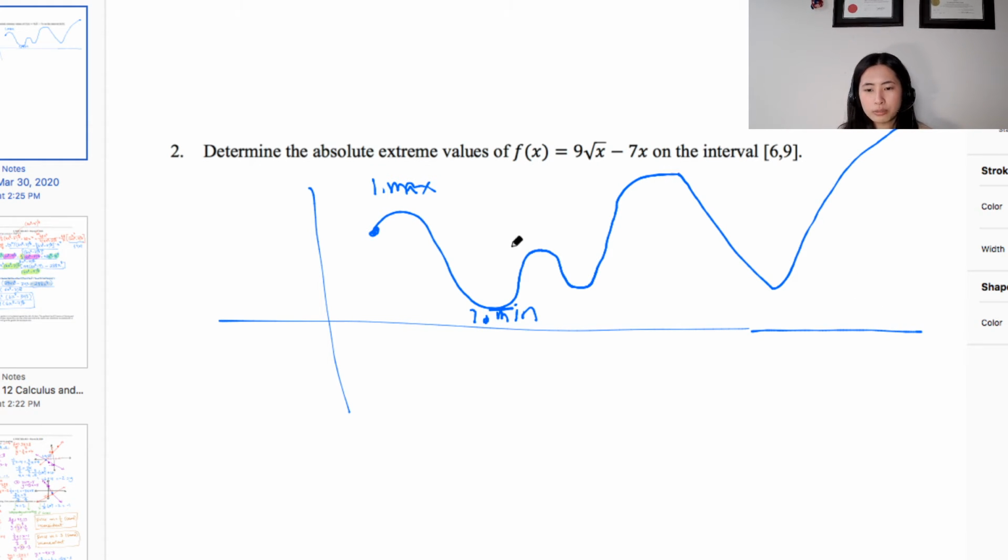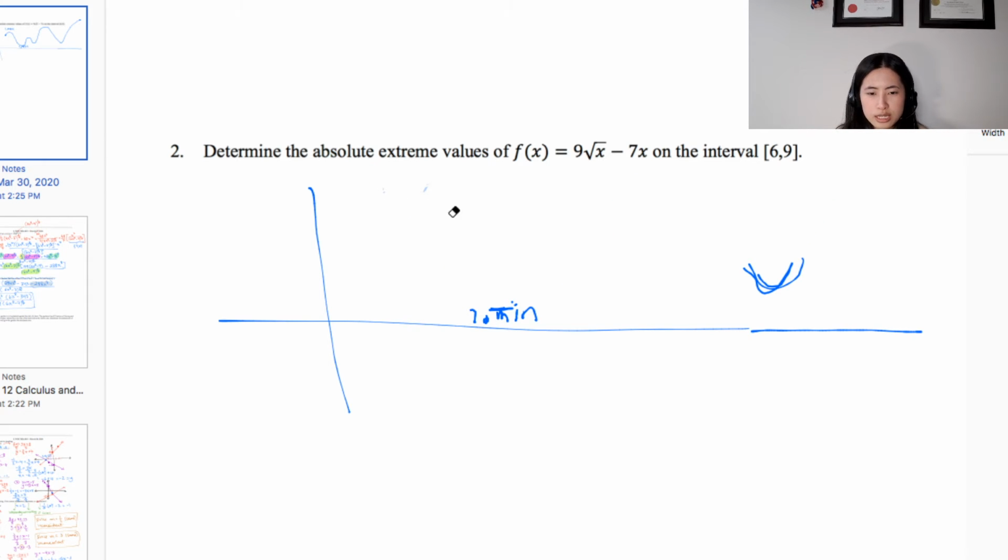Okay, so this is a local max, this is a local max, this is a local min, and this is a local min, right? Yeah, this is supposed to be a turning point, not a corner. Okay, great. So you pretty much got the gist of what global min and global max are, as well as local min and local max, right?